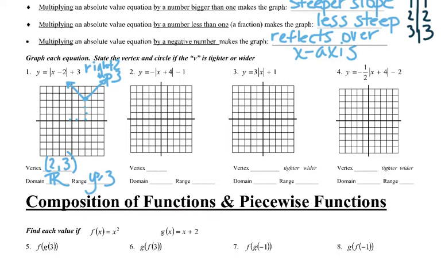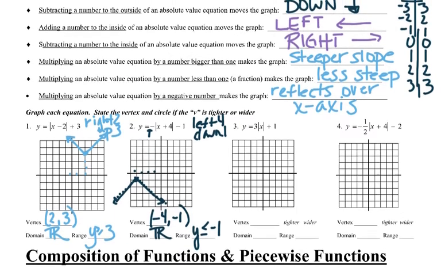Try the next one. The plus 4 on the inside is going to go left 4, and then the minus 1 goes down 1. 1, 2, 3, 4, down 1, and then this negative, what does that do? Right, it reflects it. So the vertex is -4, -1. And domain is always all real numbers for these graphs. Anything can go for x. There's no restrictions. But whatever we plug in for x, you'll notice that the y values are less than or equal to -1.